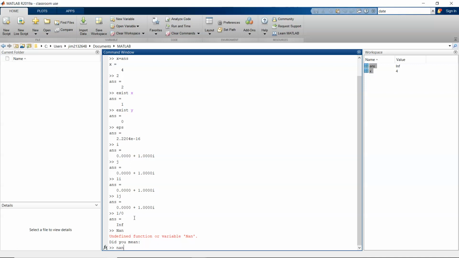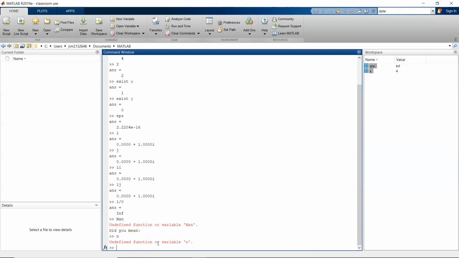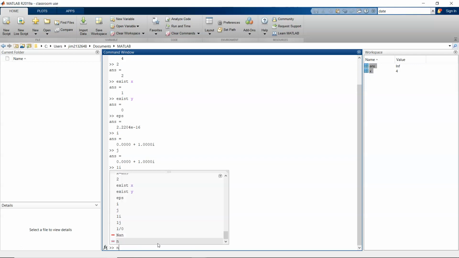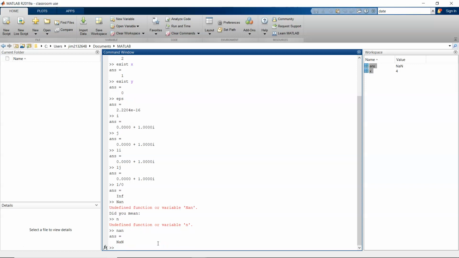Is it all lowercase? Sometimes when you mess up with upper and lowercase, notice I started with an uppercase letter and ended with a lowercase, and it was supposed to be a capital N, a capital N, and then NA. Oops, it doesn't work. Oh, I messed up again. NaN. Let's go for that.